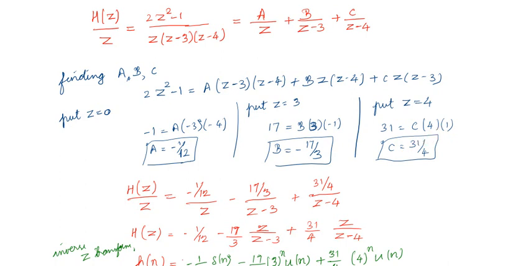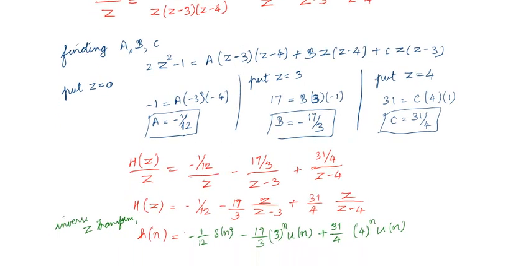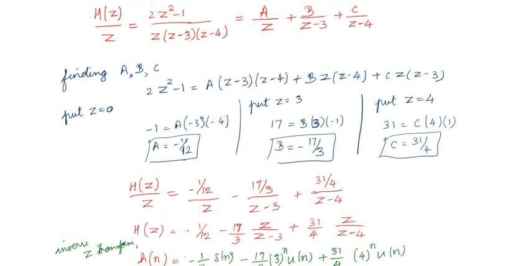Now substitute a, b, c here. a is minus 1 by 12, b is minus 17 by 3, c is 31 by 4. We got this. Now you understand the importance of taking the z to the denominator on the left side. Now we bring the z to the right side. So z by z is 1, so minus 1 by 12; this becomes z by z minus 3, this becomes z by z minus 4.